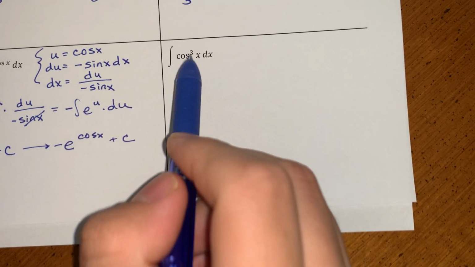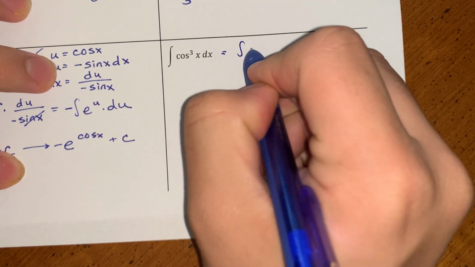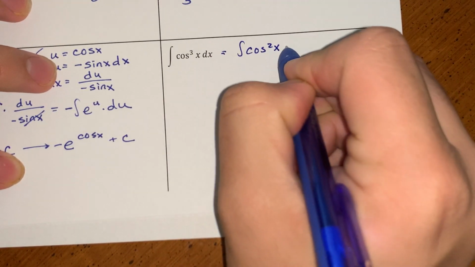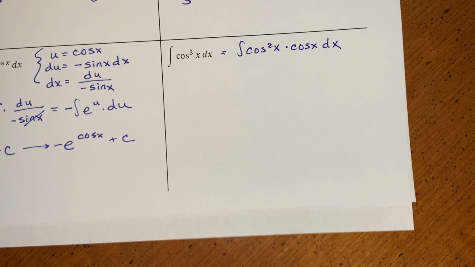So what we're going to end up having to do here is rewrite this as the integral of cosine squared of x times cosine of x dx, right? For those of you who weren't strong in pre-calculus, or especially that section on trig identities, we'll get through this together, I promise.